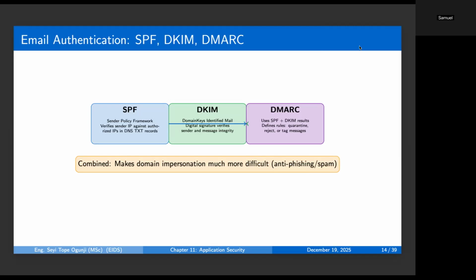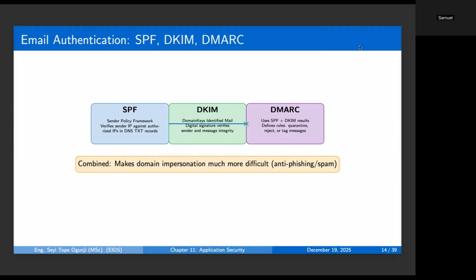Okay. So we have what we call the big three email security systems, and they are SPF, DKIM, then DMARC. They work together, and in their working together, they synergize to ensure that fake emails are stopped.